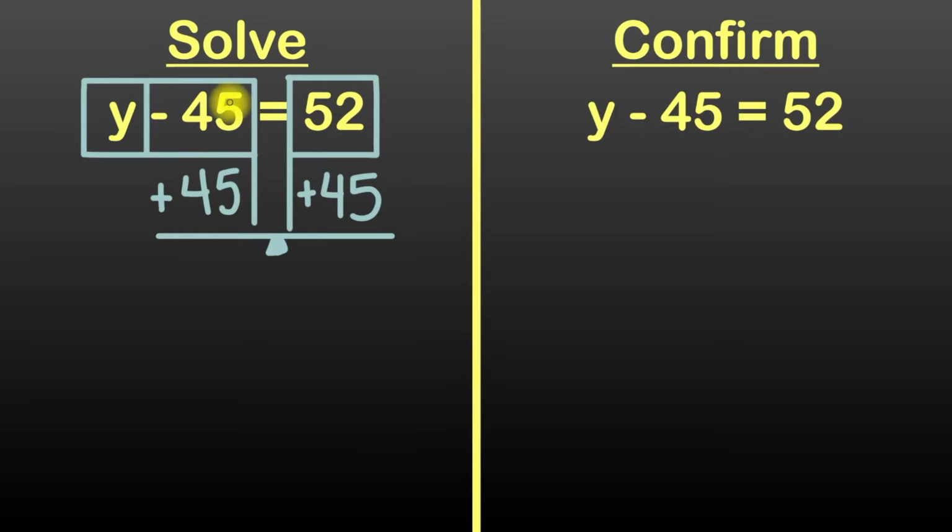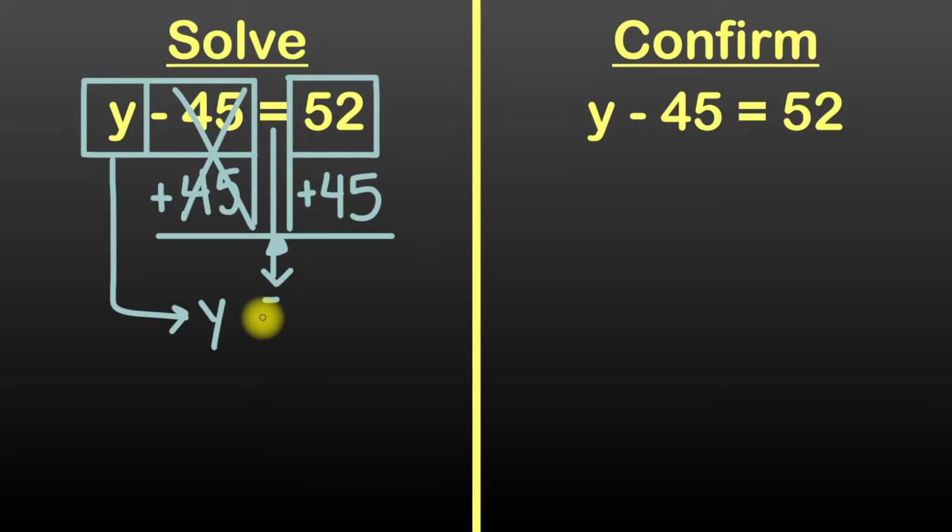What happens to these 45s? Well, they cancel out, because negative 45 plus 45 equals 0. Now I've got y by itself, so I can just bring it down. I'll bring down the equal sign. And then next, I'll bring down the result of 52 plus 45.